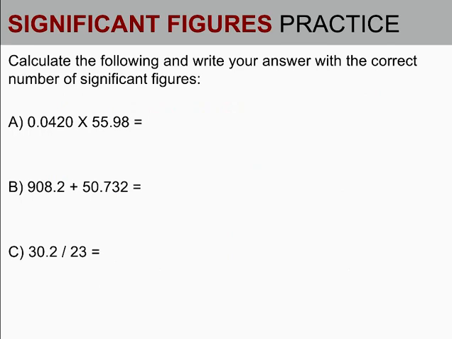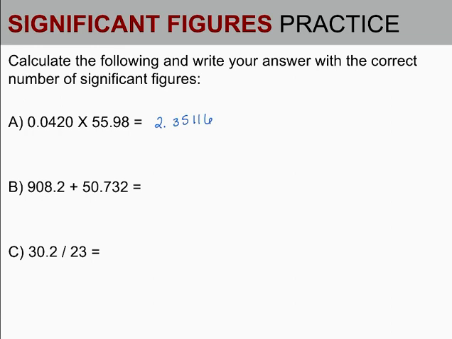Okay, so let's go over A together. In this problem, we're multiplying 0.0420 by 55.98. And when you plug this into your calculator, you probably get a very long answer of 2.35116. However, let's figure out how many significant figures are in both of these values since we are multiplying.